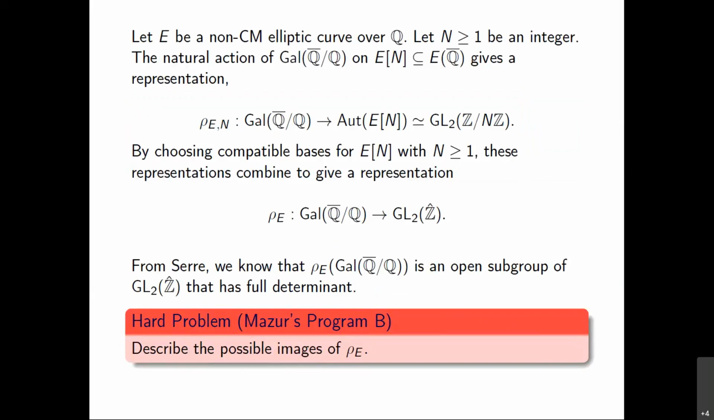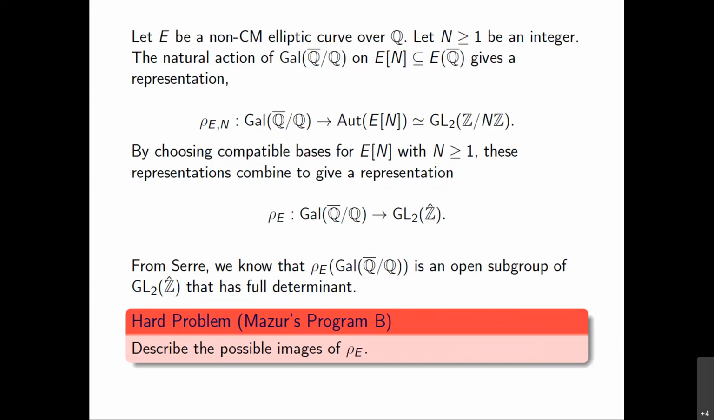And if we choose a basis for the n-torsion points, we can identify the automorphisms of E[n] with GL_2(Z/nZ). Okay, so that's at level n. And if we choose a system of compatible bases for all the E[n]s, we can combine these representations to get a full adelic representation. It's a very famous theorem of Serre that the image of ρ_E is an open subgroup of GL_2(Ẑ) with full determinant.